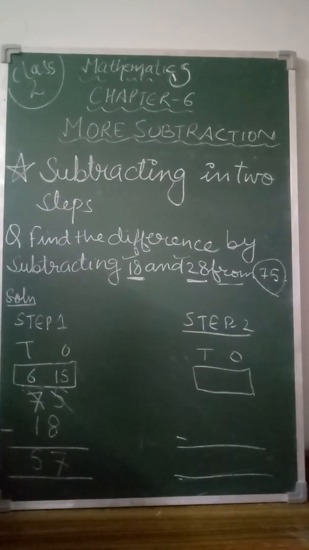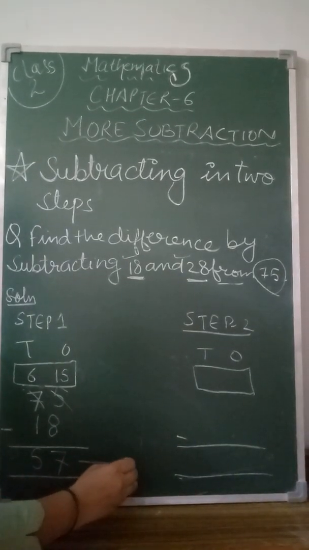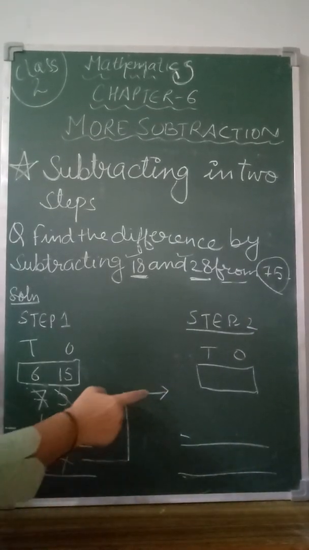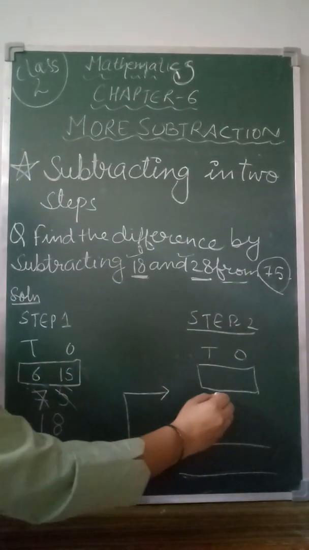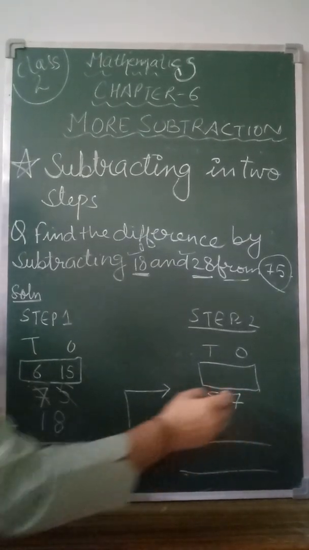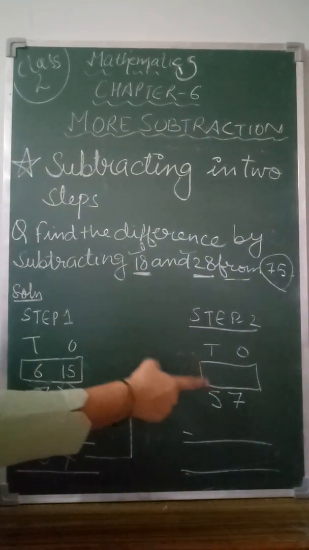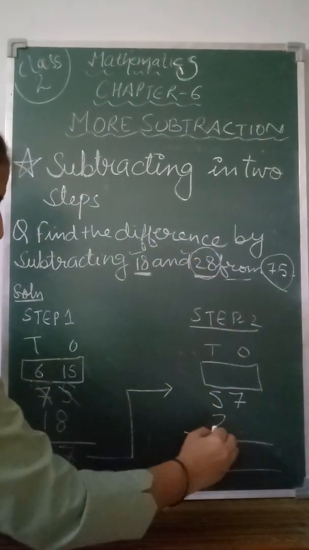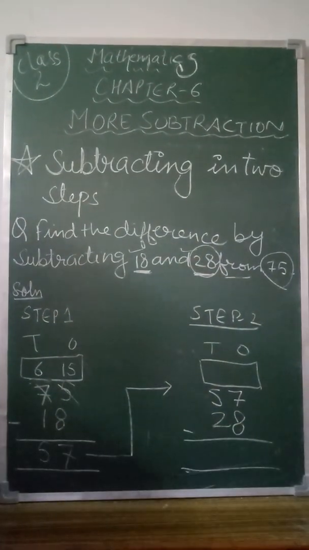This is not your complete answer. This is one of the answers. This is the first answer. Now make an arrow like this and move this number to the second step. Now this becomes the minuend. The first answer becomes the minuend of the second step. And now 28 is left, write 28 here to find the final answer.